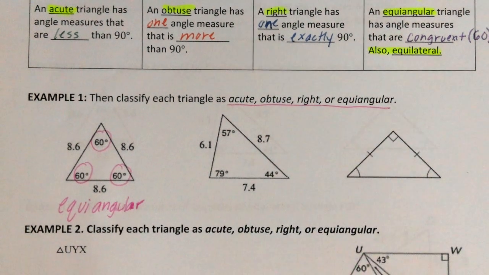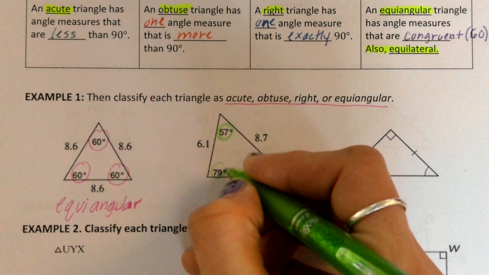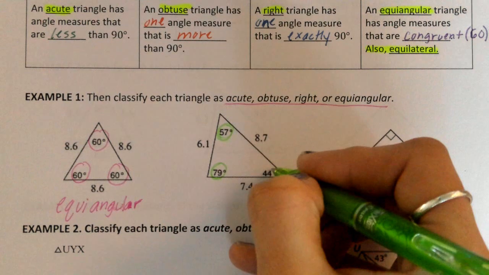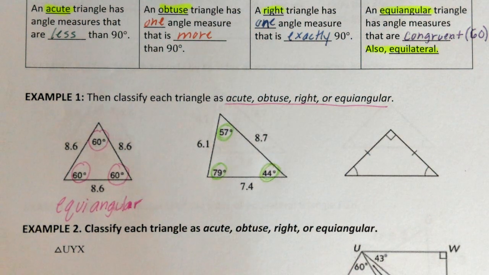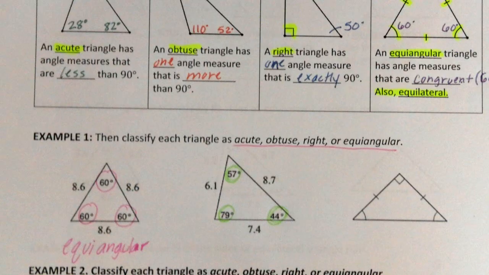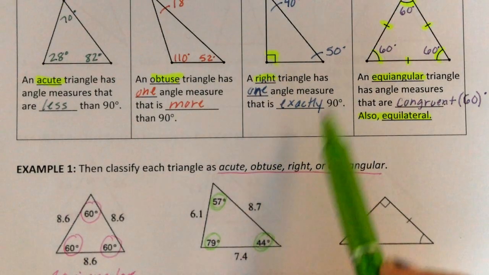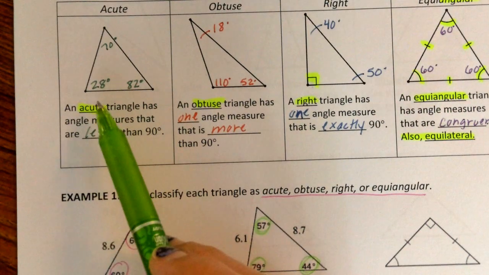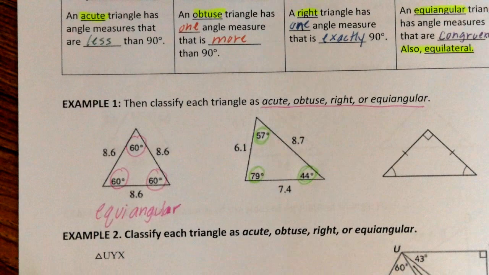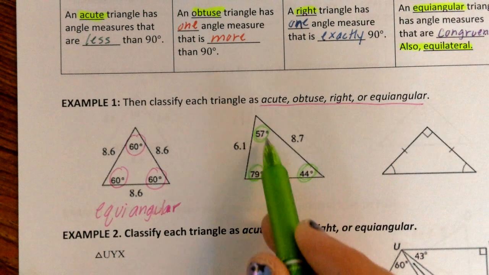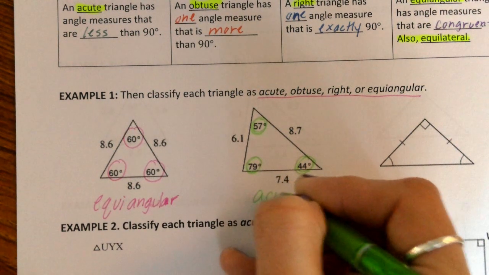When we take a look at our next one, we've got 57 degrees, 79 degrees, and 44 degrees. They're not all the same, so it's not equiangular. None of them are 90, there's not a right angle, so it's not going to be a right triangle. So we're looking at, are they all three under 90, or do we have one that's over 90? When we look here, all three of these are under 90 degrees, so this will be an acute triangle.